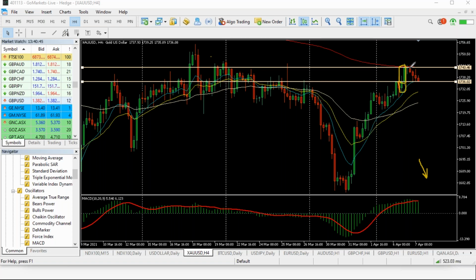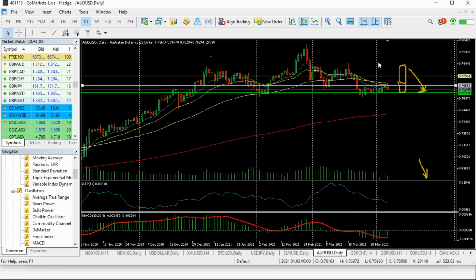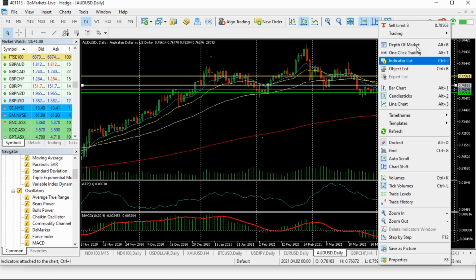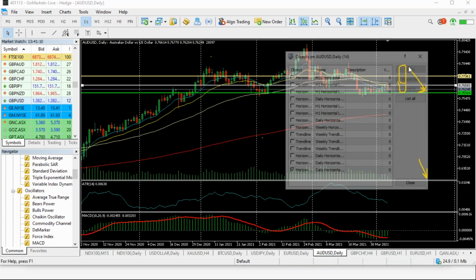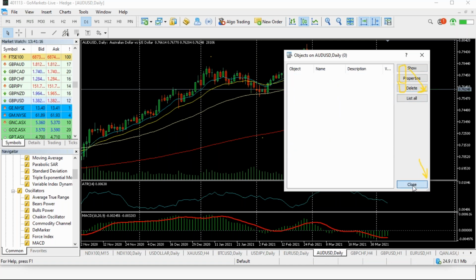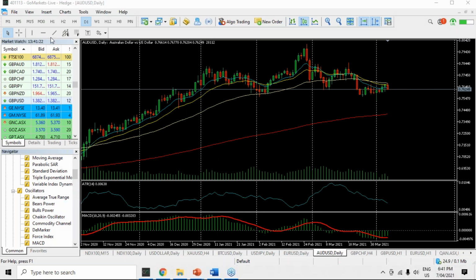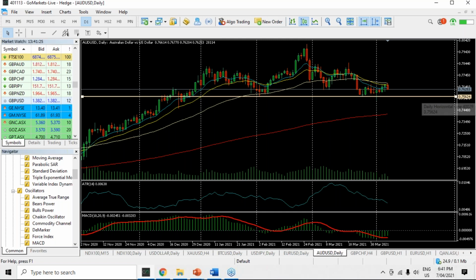Okay, so we may not consider this a bounce unless it breaks that level there. Okay, if we look at our Aussie, let's just get rid of some of these lines, trend lines and nonsense, and let's just get rid of our drawings. Okay, so what we've got here is a support in place at that level.